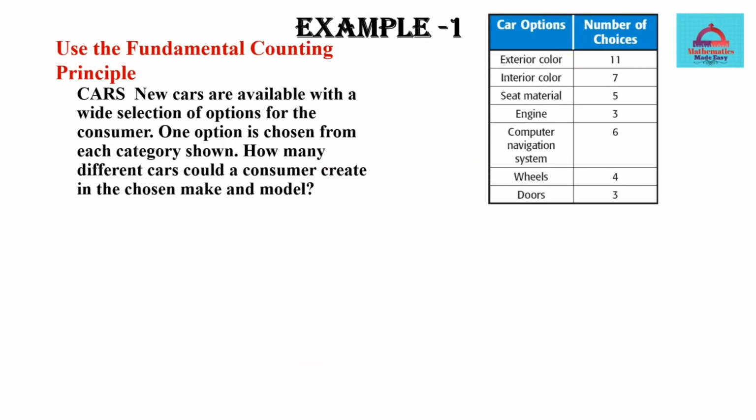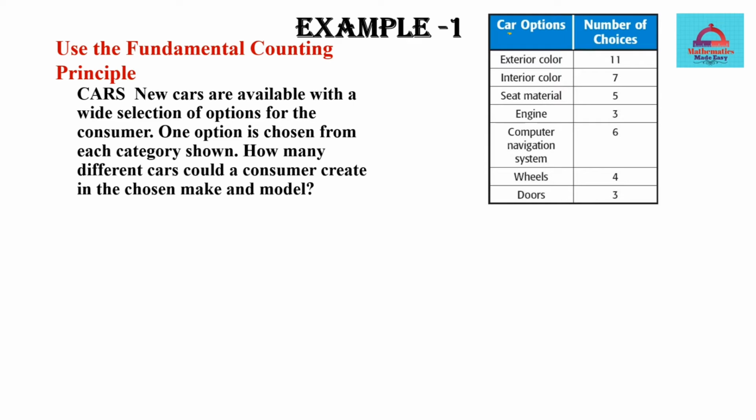Here it is going to be on the fundamental counting principle. You have a table here given with the various car options. So I will read first this word problem for you. New cars are available with a wide selection of options for the customer. So this is a question where you can select options for different types of cars.